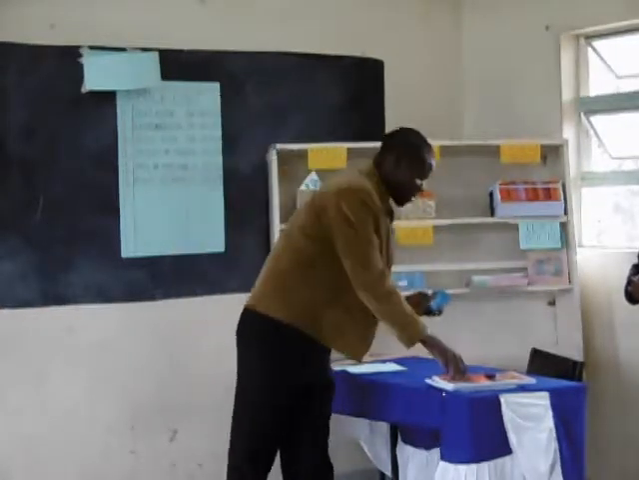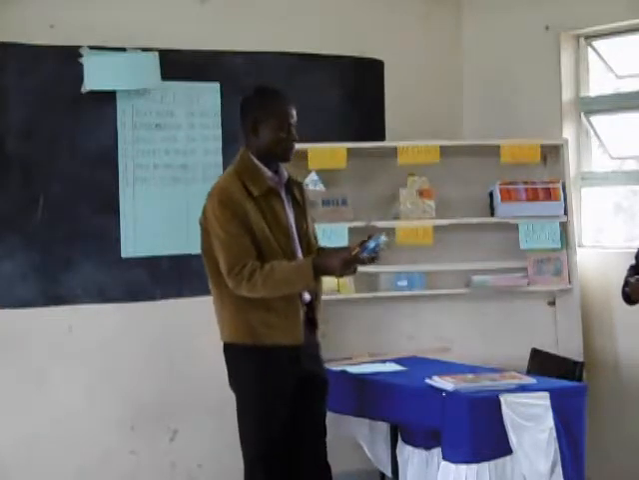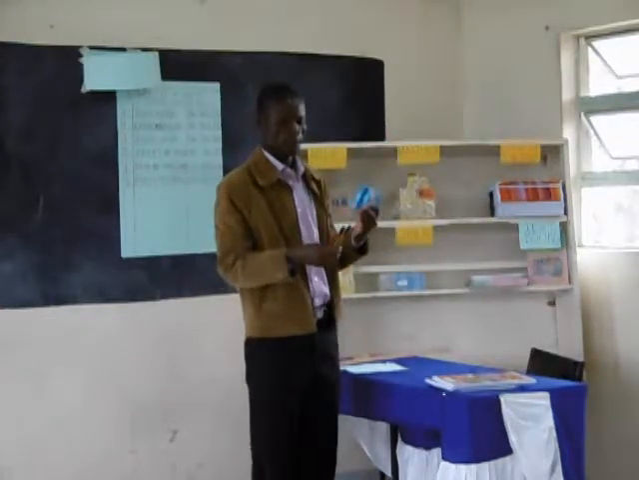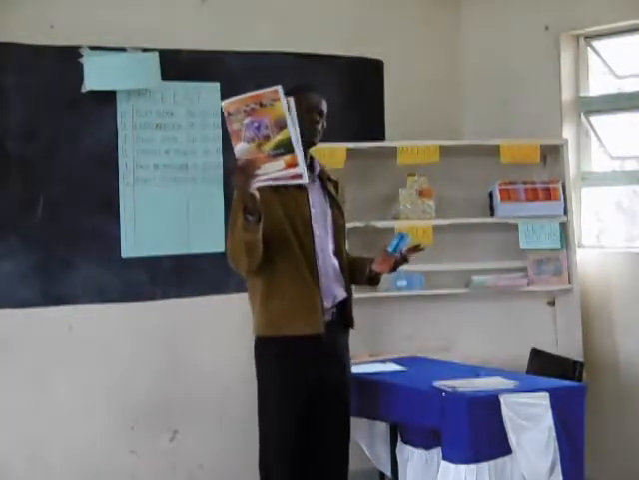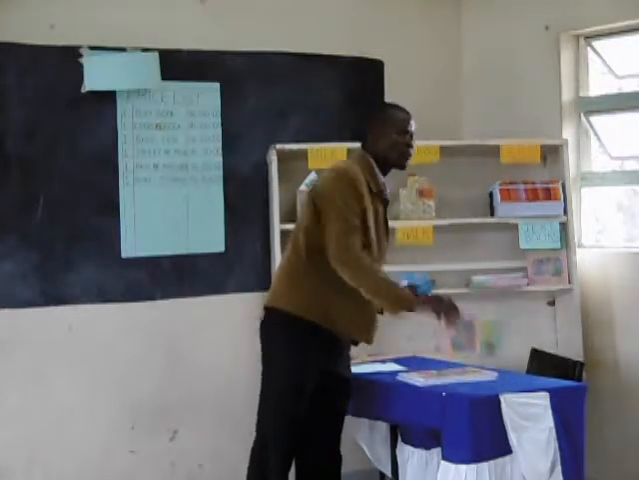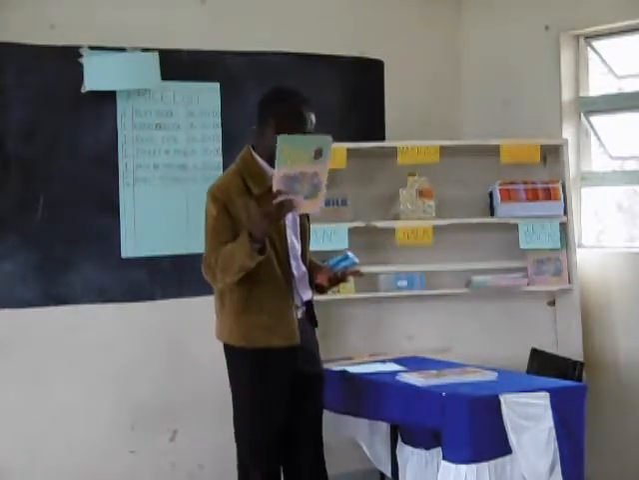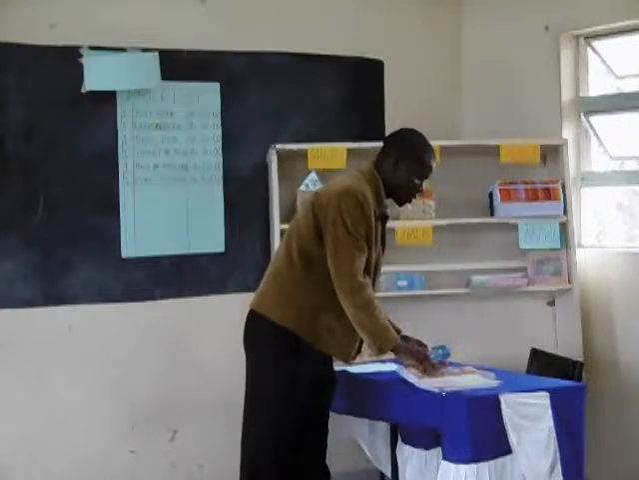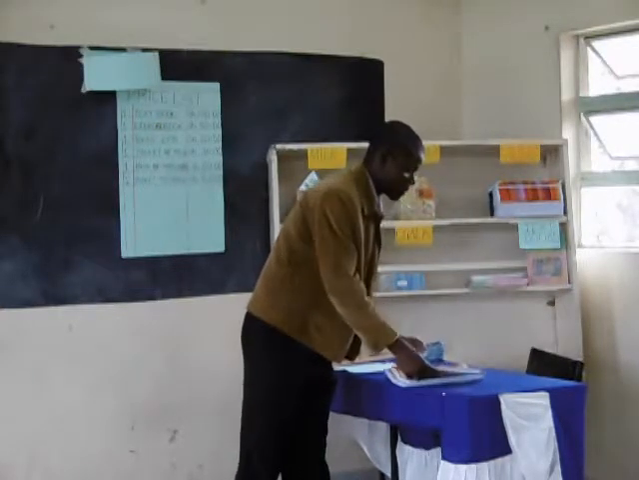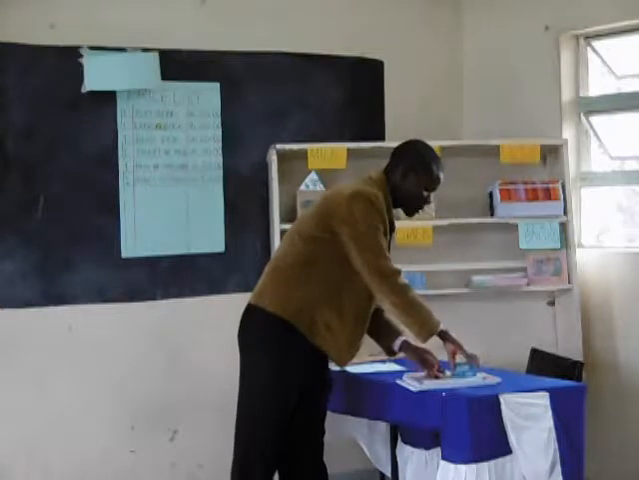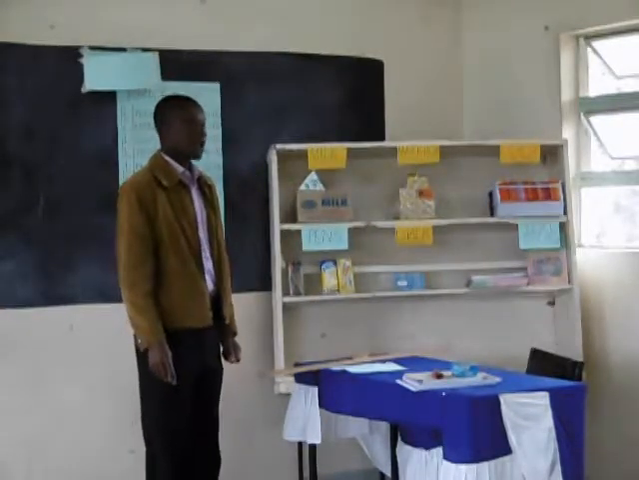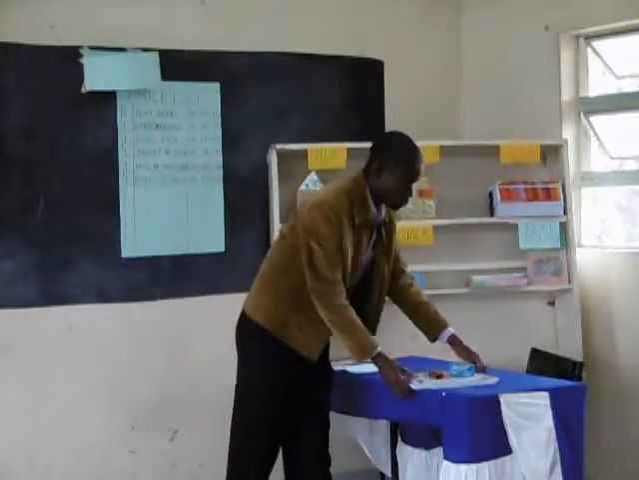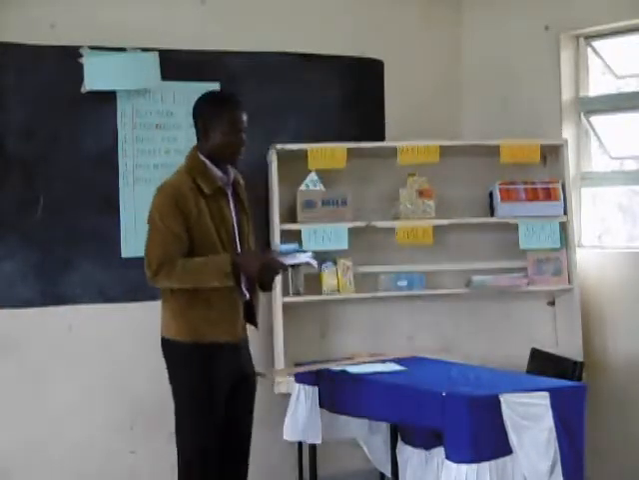Now altogether, I've managed to buy the following items: 2 packets of chalk, 4 pens, 2 exercise books, and 1 CRE textbook. Now, after buying these items, I can't just go with them without paying for them. And therefore, to pay for these items that I've just bought, I need to know the price of each and every item.